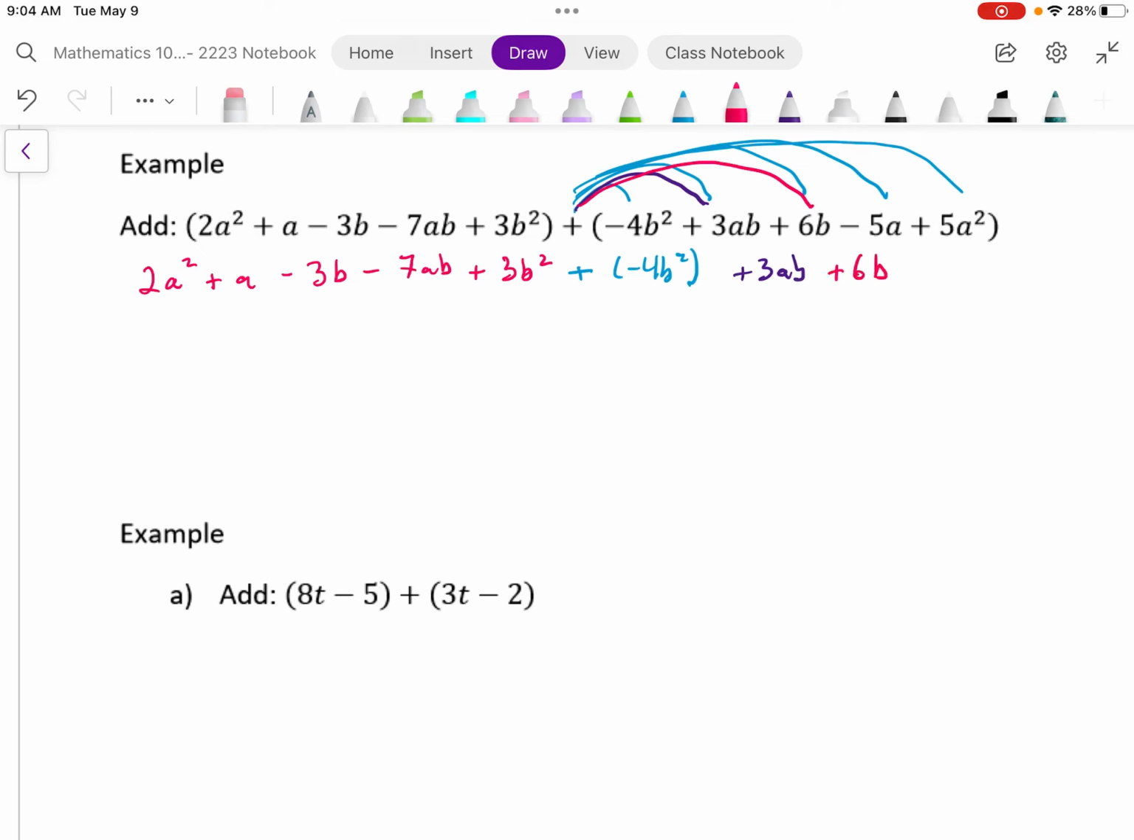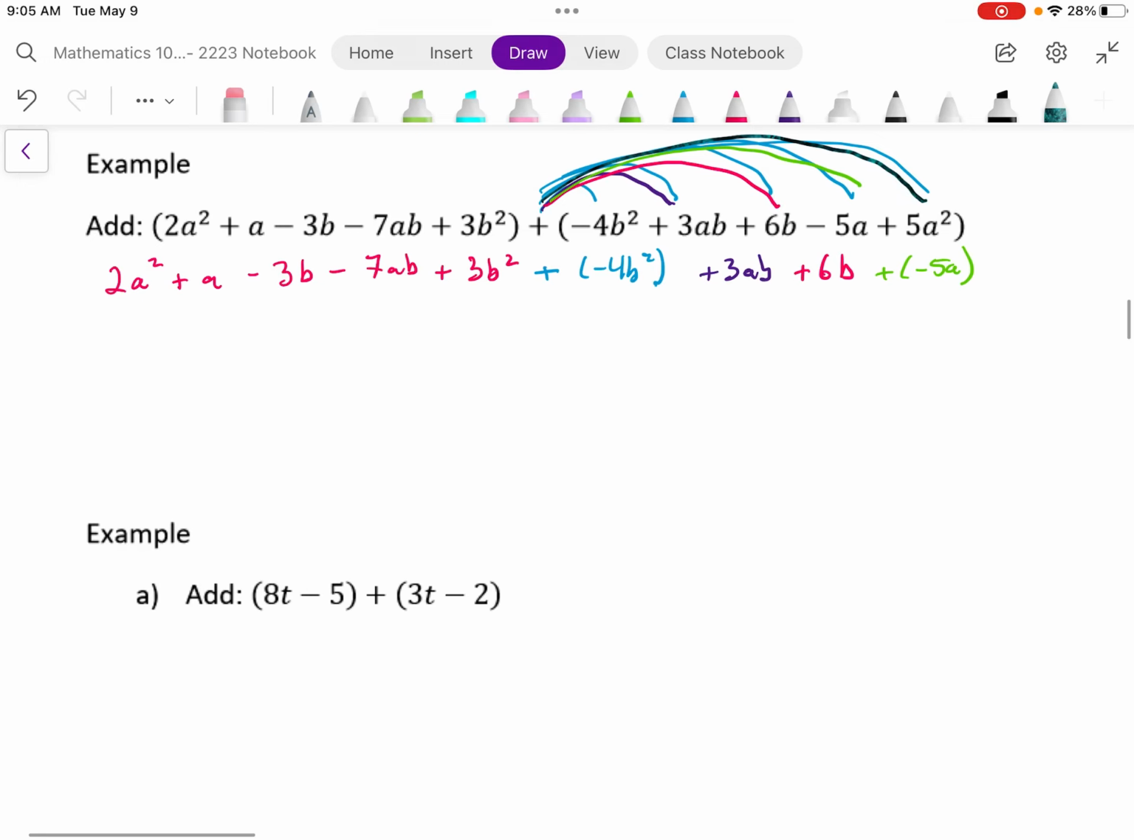Plus 6b. And then plus negative 5a. Now this is not hard. It's just not fun. Just kidding. It's always fun. There we are. So here's my first step, and I color-coded the second part just to sort of differentiate what's going on with each of the terms, making sure I didn't miss anything.